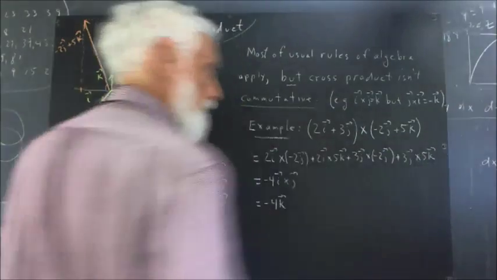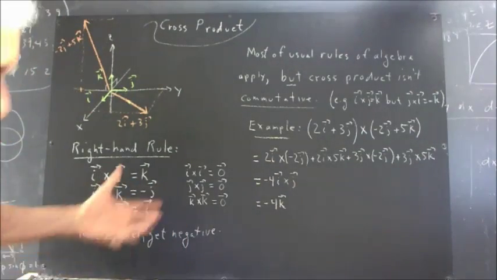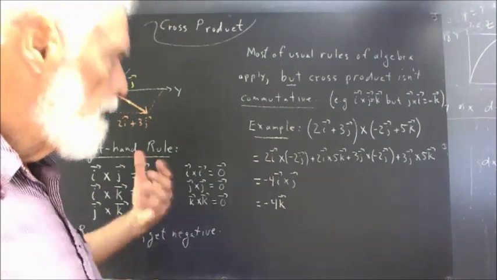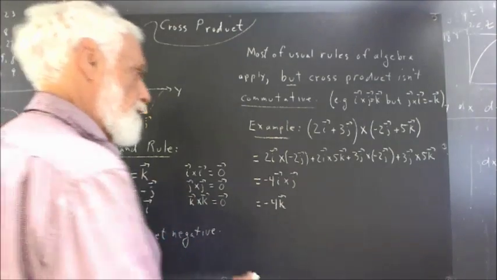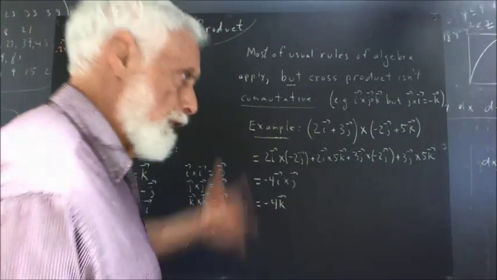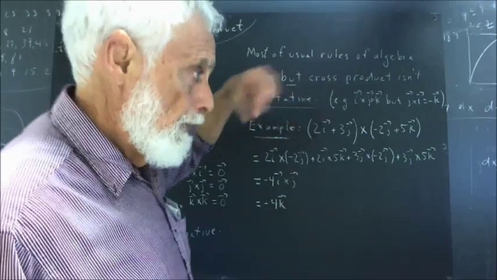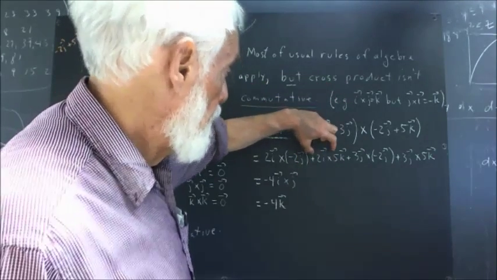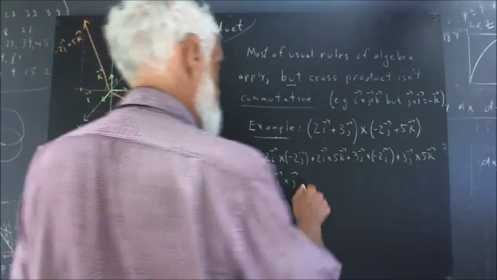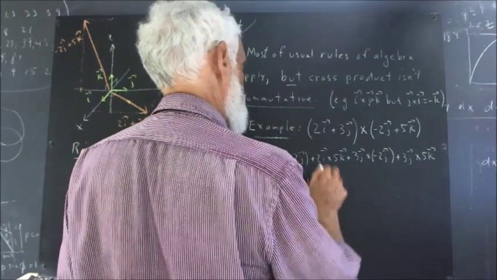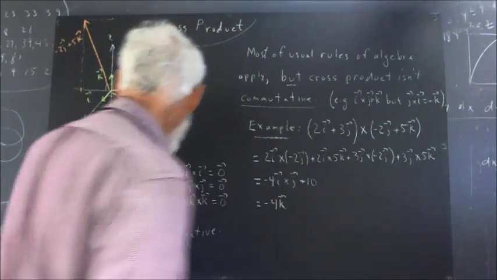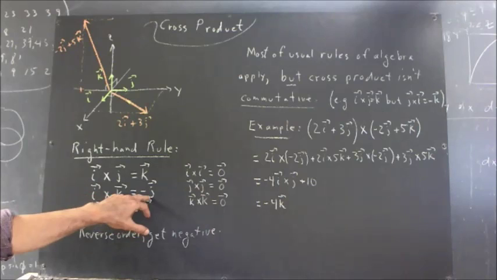Now, if you haven't done the rest of these, you ought to do it. It's better to do it and then see it. And of course, if you know this very well already, it wouldn't be necessary. If you can do it in your head, that's fine. But you ought to have an image of what I'm about to get. Okay, 2 times 5 is 10. i cross k is what? Let's see, i cross k is negative j.